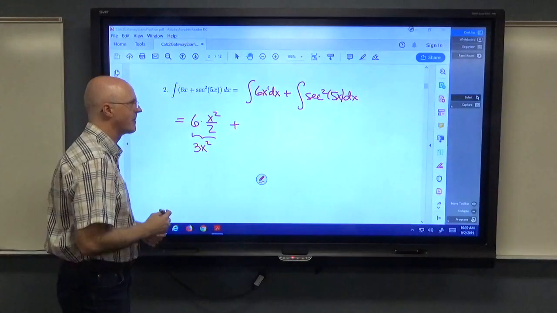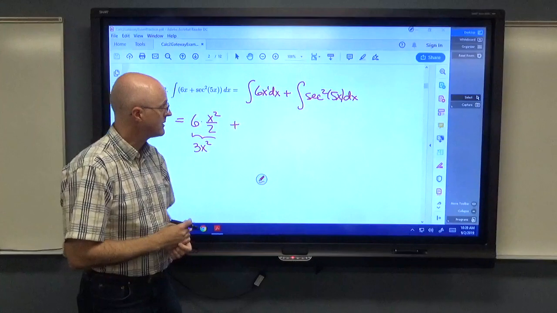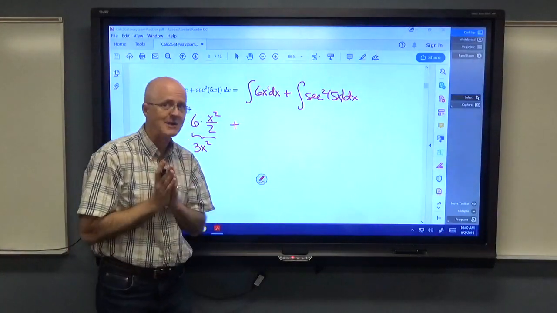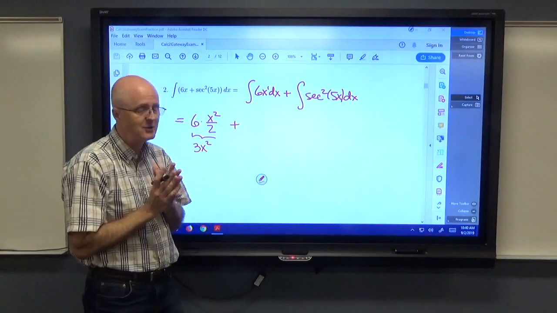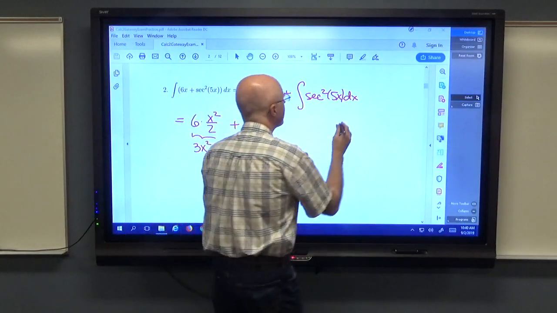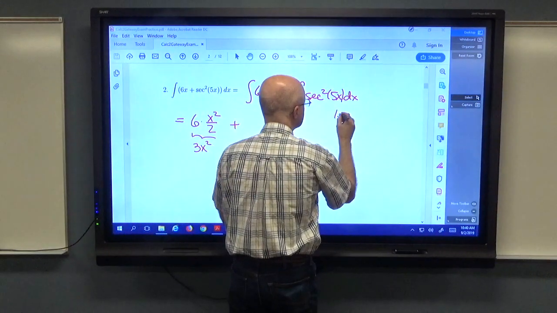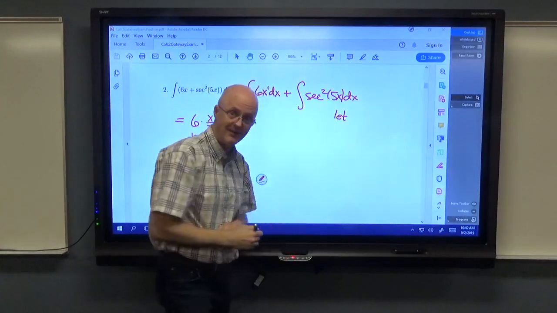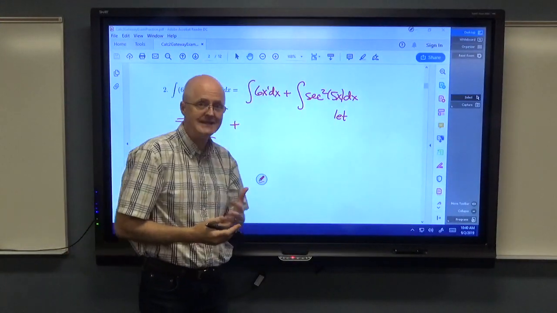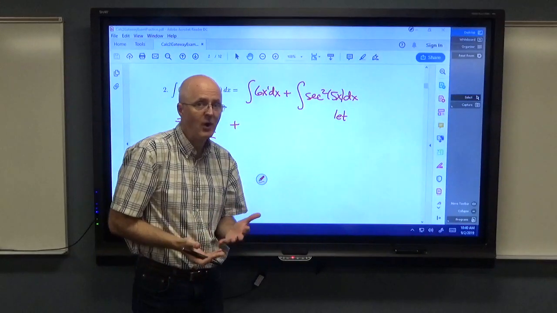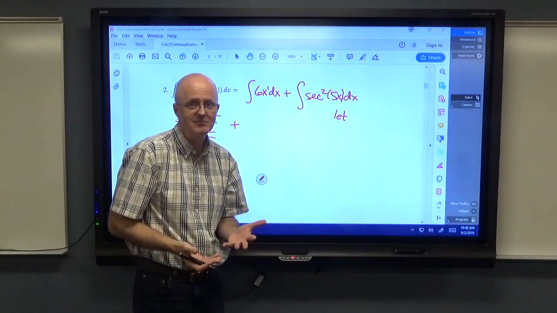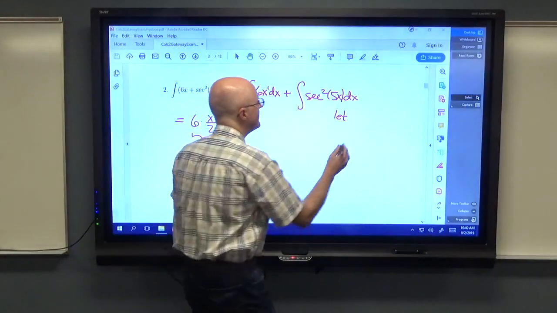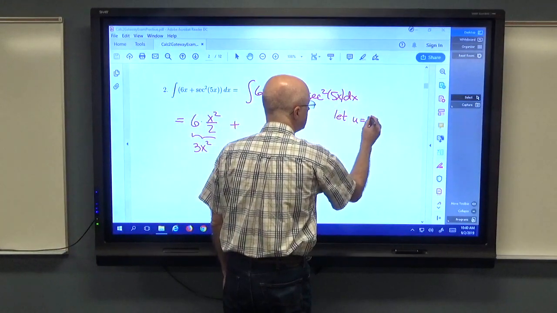What about this one, though? That looks hard, doesn't it? It's a memorized one with a substitution if we want to be careful. Let's go ahead and be careful. Let's use a substitution. If this were just a u instead of a 5x, then we would be integrating secant squared of u, which is a memorized integral. It's tangent of u plus c. So go ahead and let u be the 5x.